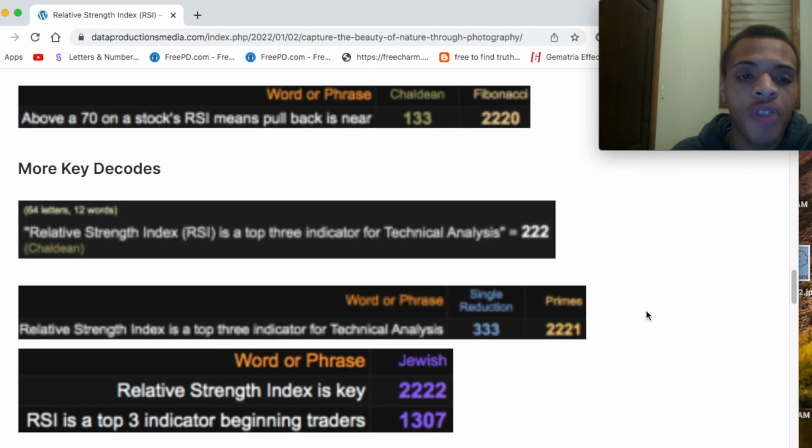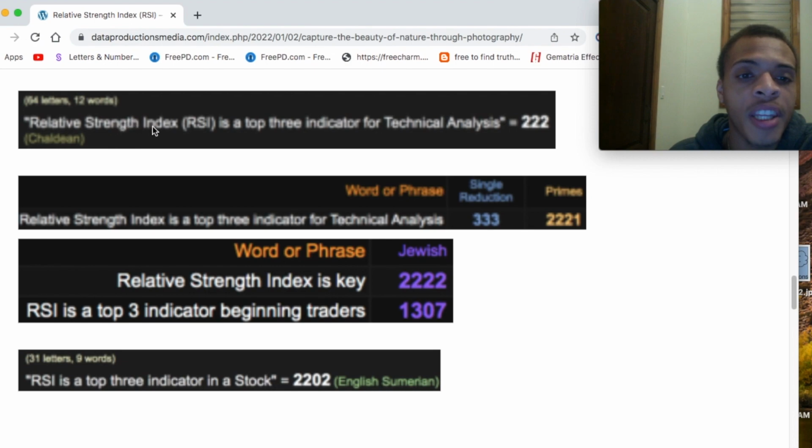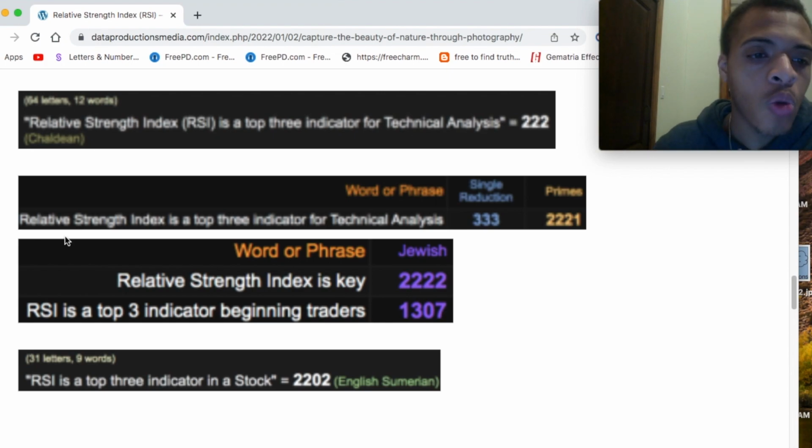All right, now let's finish up with these final decodes. Relative Strength Index, RSI, in parentheses, is a top 3 indicator for technical analysis. 222 in Chaldean. Boom, easy. If you're a beginning trader, if you're still learning the ropes and you want to keep it basic, the RSI has to be in your toolbag. Relative Strength Index is a top 3 indicator for technical analysis. 333 in single reduction, 2,221 in primes. So we have those 333s at 222. We love seeing that. Relative Strength Index is key. 2,222. So we have those 4.2s. We love seeing that. RSI is a top 3 indicator.